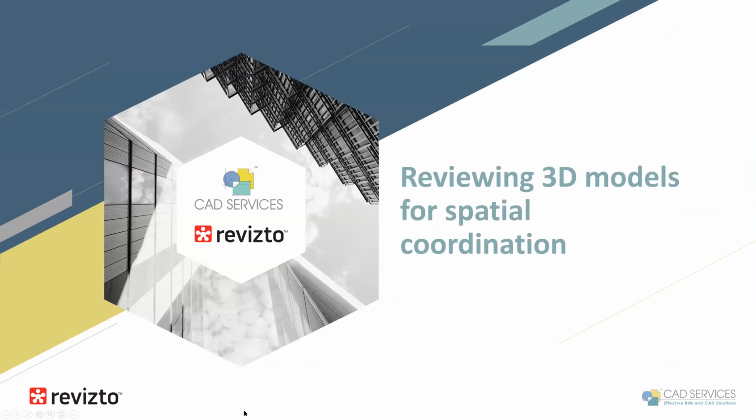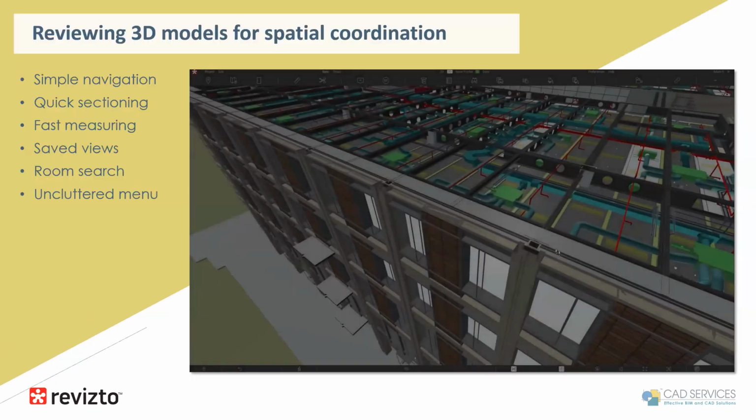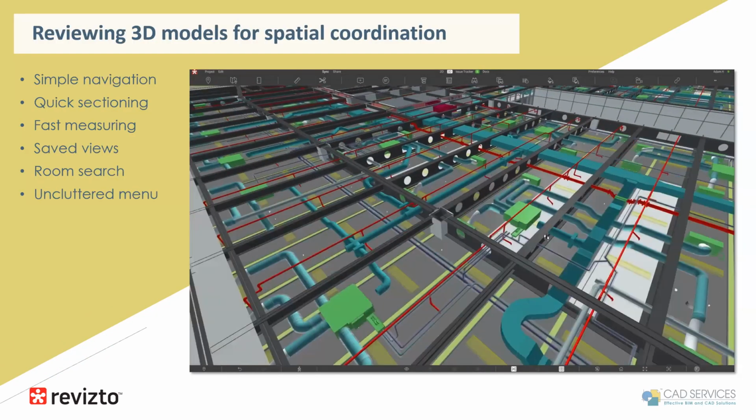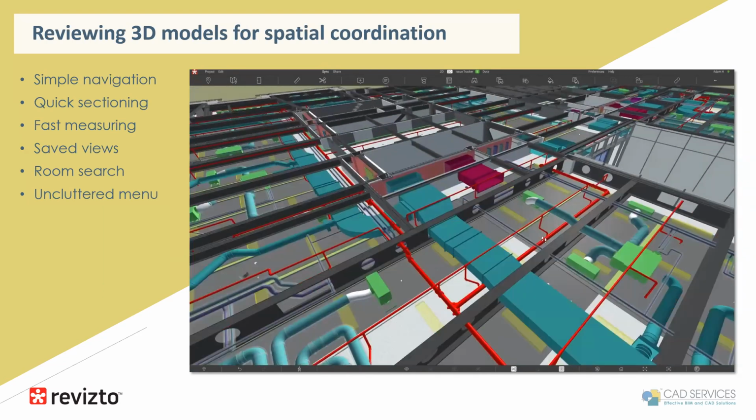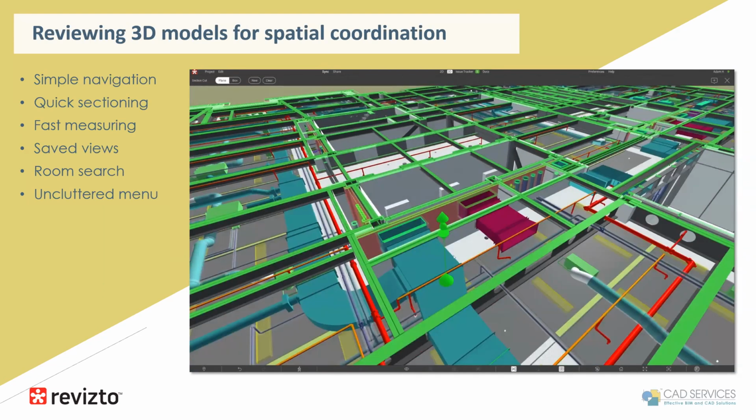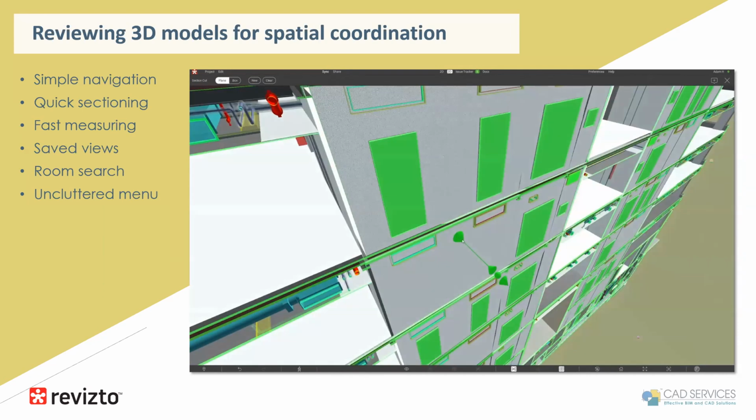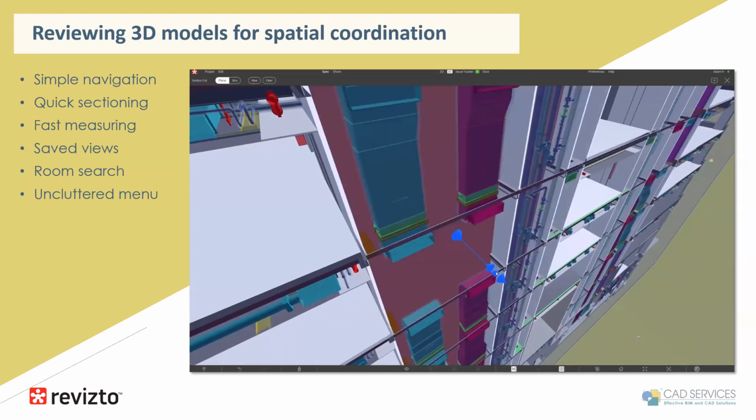Once everything's been exported to Revizto, it's time to review the 3D models for spatial coordination. Revizto is our main tool for reviewing the 3D model for spatial coordination. We need to keep an eye over our own model to check that they are clash-free and that maintainable assets are accessible. But we also need to review the evolving models from other trades.